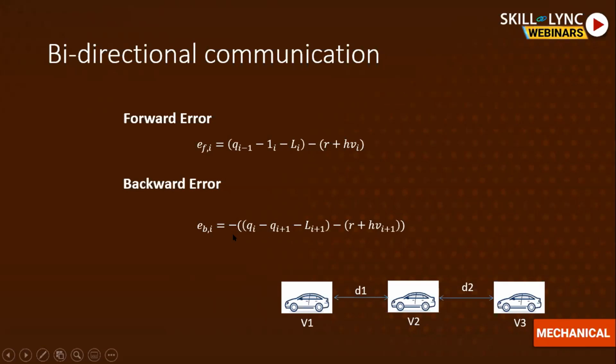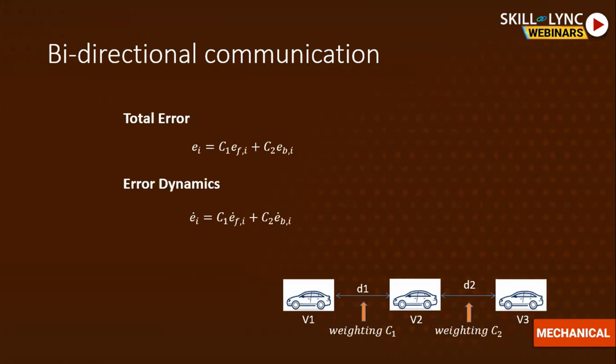Why is there a negative sign? So let's consider these 3 vehicles. If the distance between V1 and V2 decreases, V2 needs to brake to create that amount of gap again. But if the distance between V2 and V3 is reduced, V2 needs to accelerate. And hence, this negative sign signifies the opposite control action that the car needs to take.